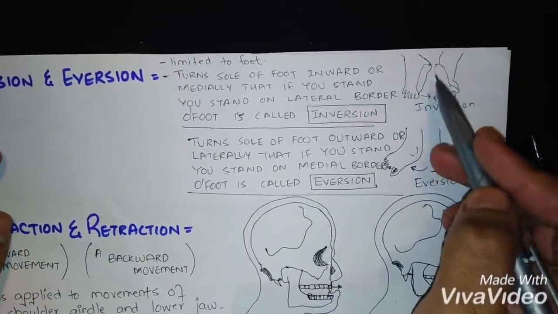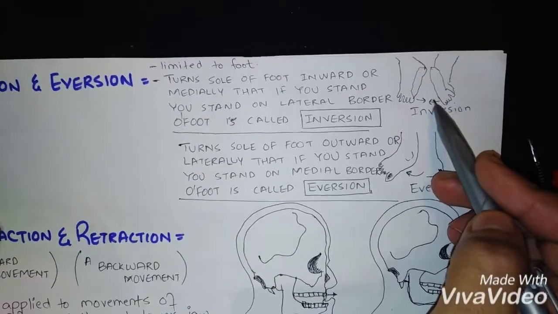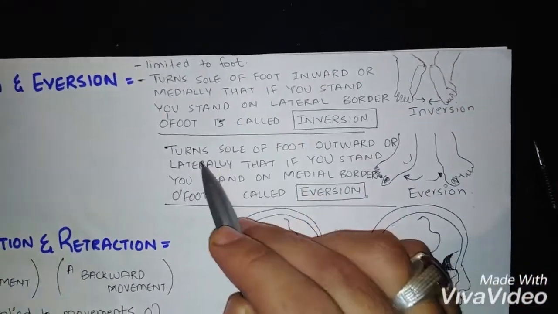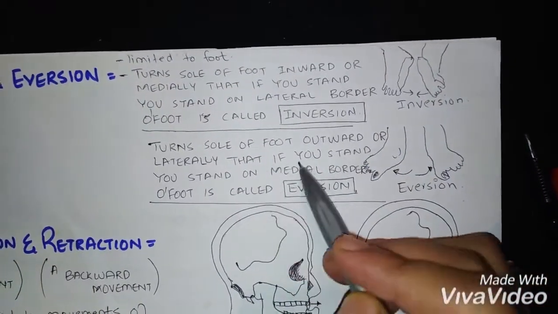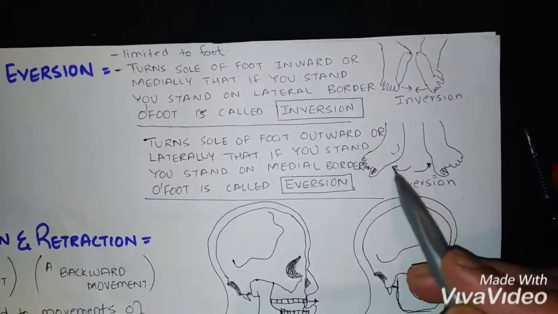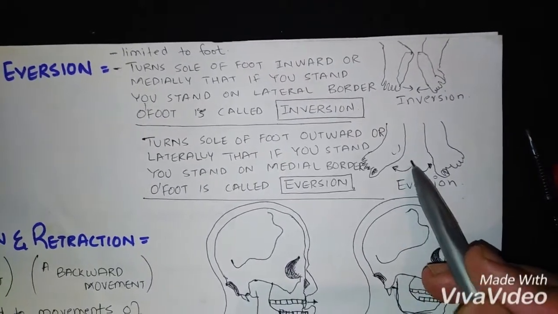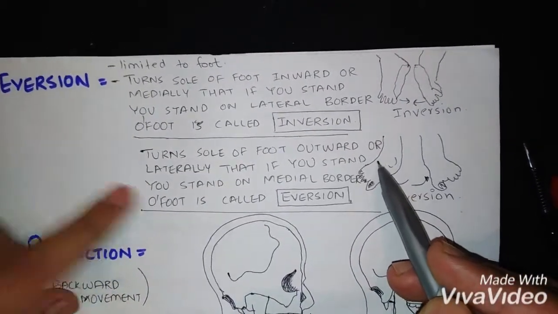This is a simple diagram about inversion. And eversion turns the sole of the foot outward, laterally, that is, if you stand on the medial border of the foot. This is known as eversion. So these are the terms related to the foot.